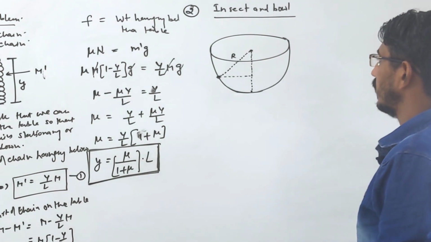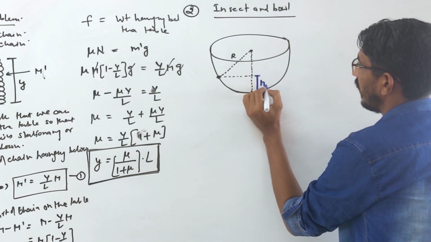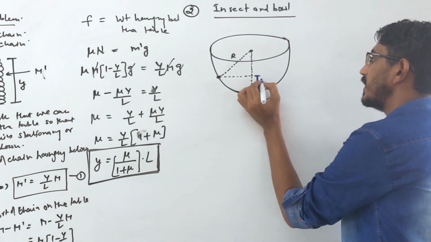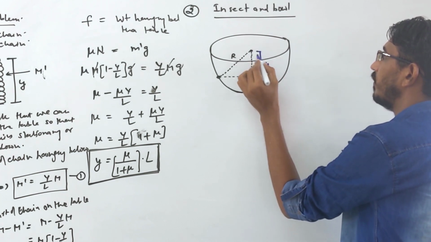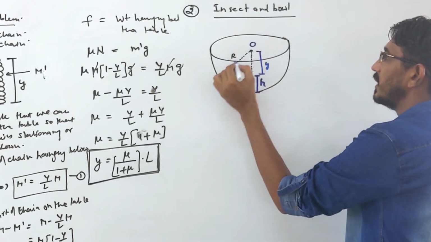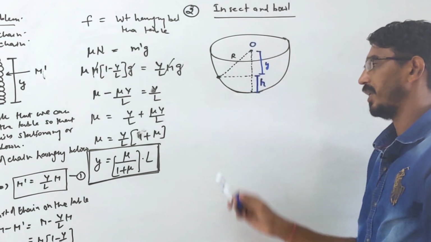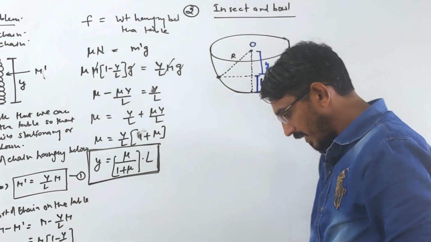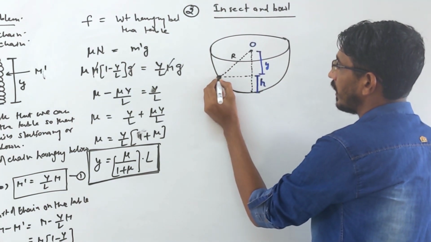Suppose this is the height from the ground which you are interested in calculating, that is, at what height the insect will fall down. This height from the center you can call y, that's the center O, that's the radius r, this is also the complete radius r, right? y plus h will be the radius.